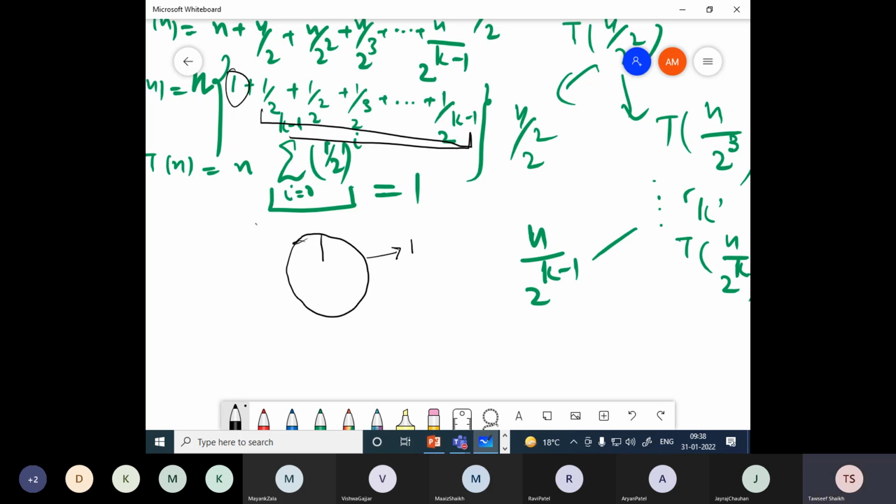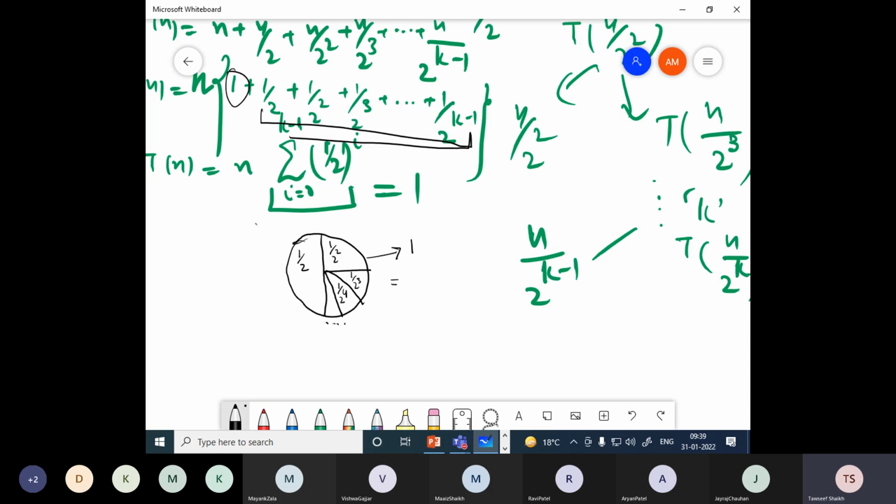Now if we divide it into two parts, this much will be equal to how much? 1 by 2, half of the total. Now this half is again divided into two halves. So this much will be equal to how much? 1 by 2 square, meaning 1 by 4. This is again divided into two parts, so it will be 1 by 2 cube. This is again divided into two parts, so this part will be equal to 1 by 2 power 4. So this will go on.